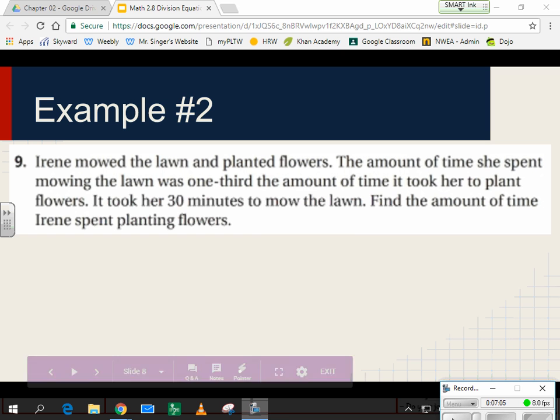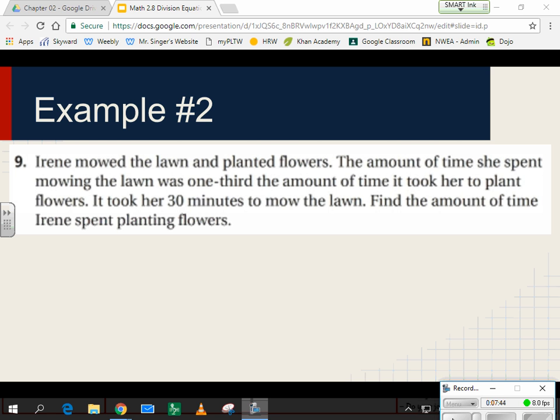All right, here's your division problem, and I'm going to help you out a little bit by writing out the equation before you start this. If you don't want that help, go ahead and start working on the problem now. That's okay. So Irene mowed the lawn and planted flowers. The amount of time she spent mowing the lawn was 1/3 the amount of time it took her to plant flowers. So it took her 30 minutes to mow the lawn. Find the amount of time Irene spent planting the flowers.